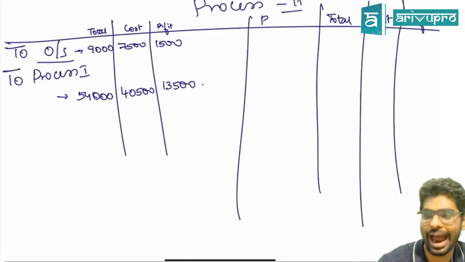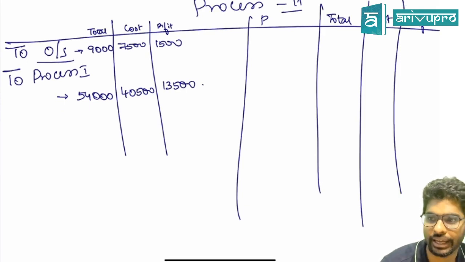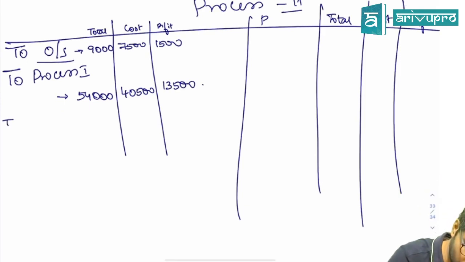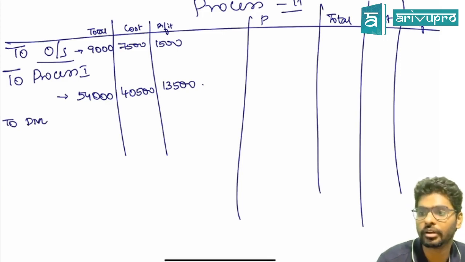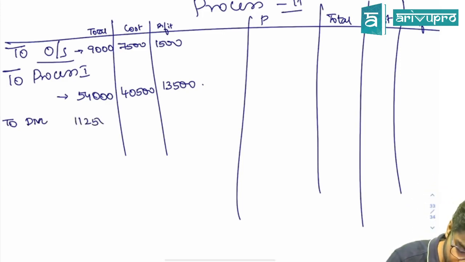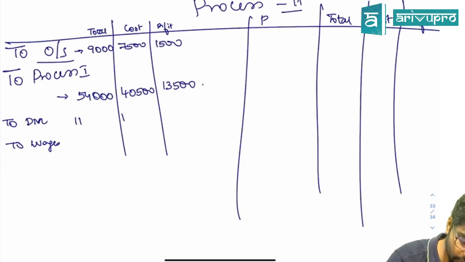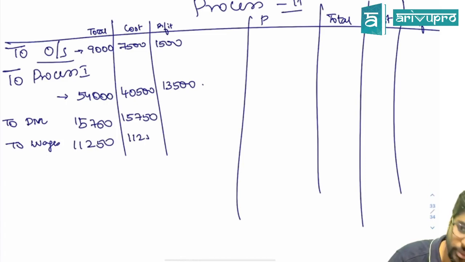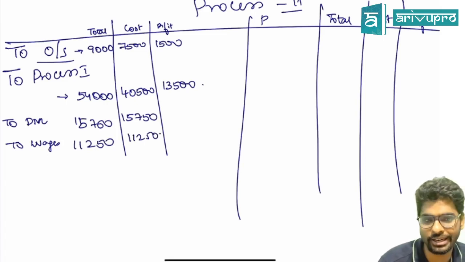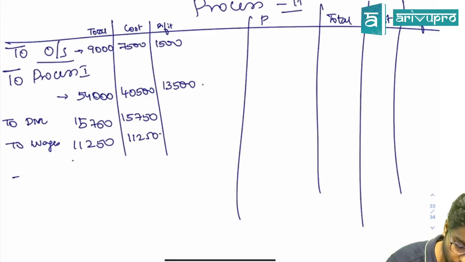Okay. Now I'll add my other cost, that is my direct material, direct labor and direct expenses. To direct material 11,250, direct wages, sorry, I think the direct material cost is 15,750, direct wages 11,250, right? So I don't have any more direct expense, so I will reduce my closing stock.